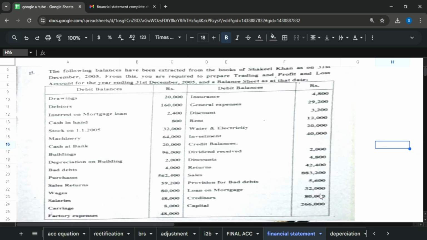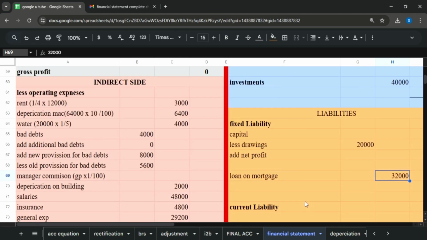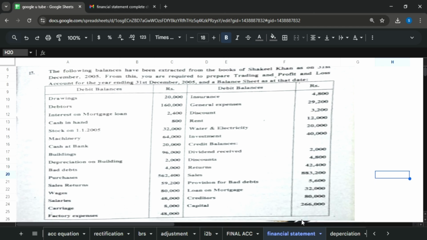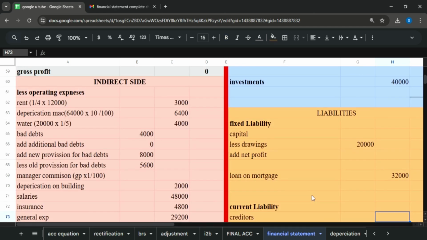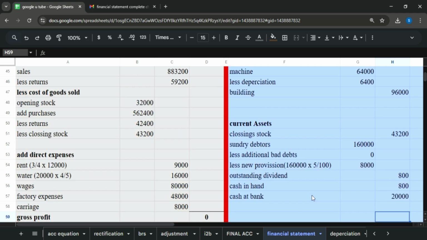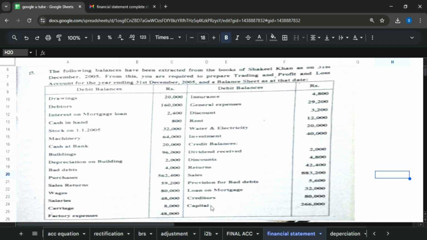Okay, after loan we have creditors. It's part of current liability. Here, creditors, and the amount is 80,000. Put 80,000 in front of it. So the last amount is capital 266,000.